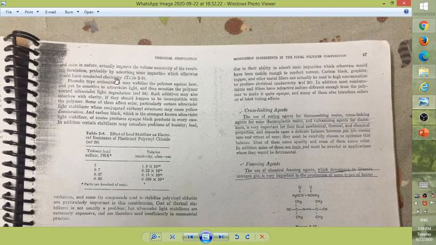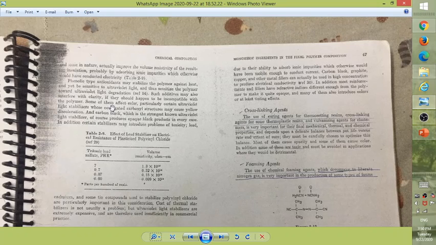Relatively polar and ionic in nature, they actually improve the volume resistivity of the resulting insulation, probably by absorbing ionic impurities which otherwise would have conducted electricity. Phenolic type antioxidants may stabilize the polymer against heat and yet be sensitive to ultraviolet light, and thus sensitize the polymer towards ultraviolet light degradation. Such additives may also interfere with clarity if they happen to be incompatible with the polymer.